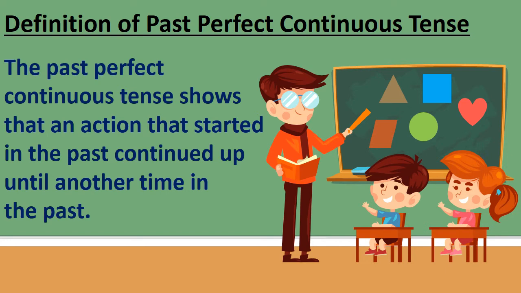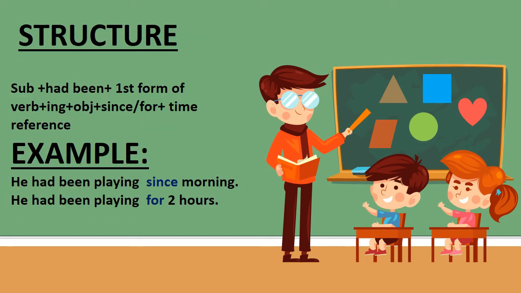And what to do with the past perfect continuous tense? You will have to use the verb had with it. You can see the structure of this tense: the helping verbs had been, along with the first form of verb plus ing, right?